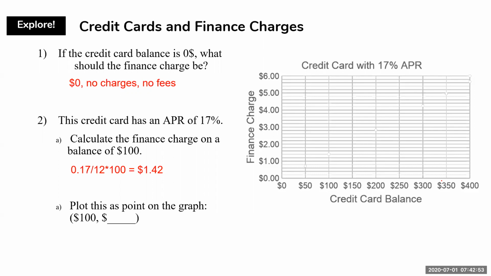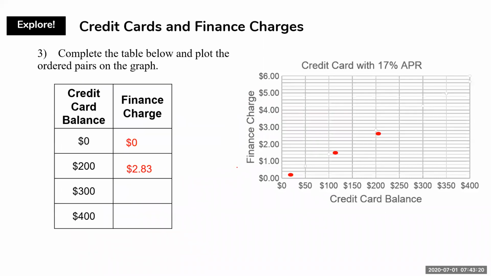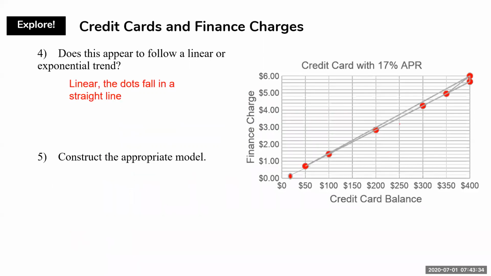Now, we want to plot this. How do you do a plot? Your X and your Y coordinates, right? So we are going to put these on a graph. If I spend $100, my finance charge should be 1.42. So these are credit card balances, and these are the corresponding finance charges. We look at a number of these, and then we put it on a graph, and you realize that that is going to give us a linear graph. So if I spend that with the same APR, 17% APR, that is my finance charge. And that gives us a linear model, right?